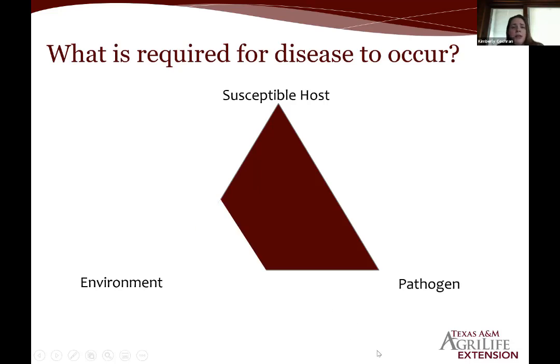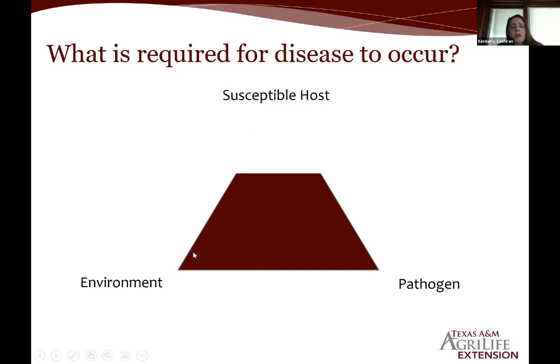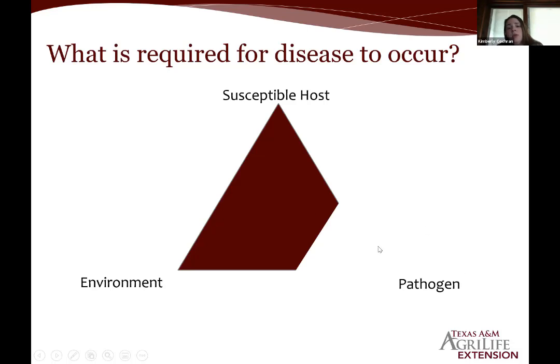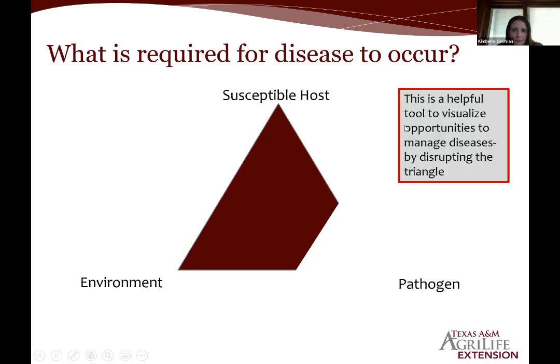So whenever we manipulate one or more points of this triangle, then we no longer have a disease epidemic occurring. So we can alter the environment, we can change up the host, replant with a resistant variety, for example, or manipulate the pathogen in some way. So this can be a really helpful tool to visualize opportunities to manage diseases by disrupting the disease triangle.